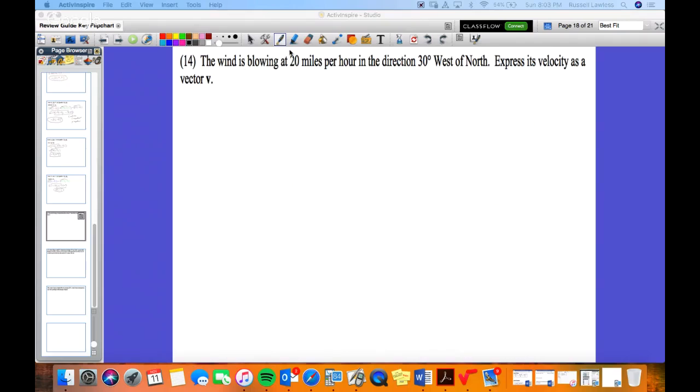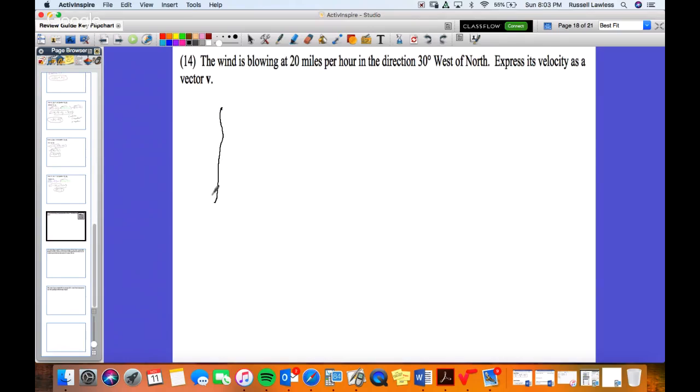So the wind is blowing at 20 miles per hour in the direction of 30 degrees west of north. So when we're looking at word problems, we always want to draw a picture. So if I have here, the wind's blowing 20 miles per hour, well, let's look at the direction, west of north. Never eat soggy waffles. And so we're going 30 degrees west of north. This angle here is 30 degrees.